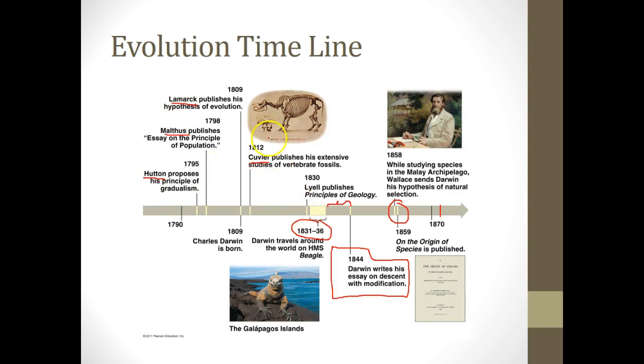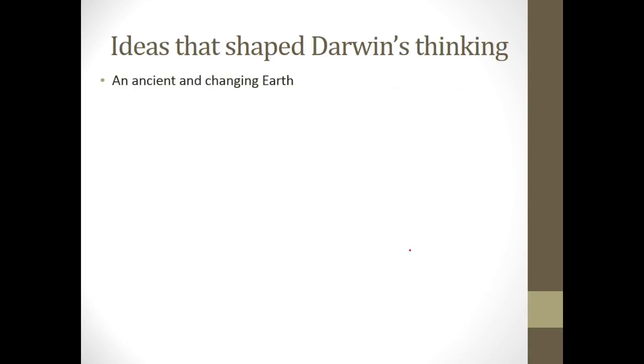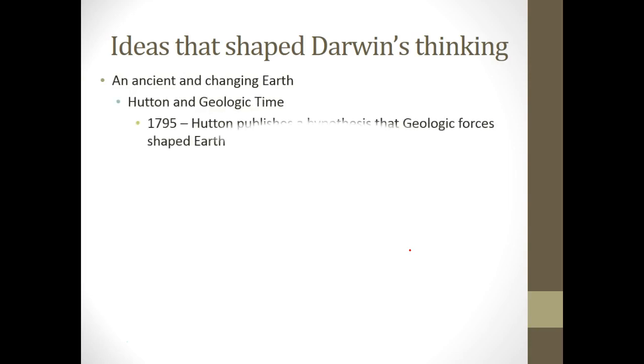And so Darwin came along, asked all these really good questions related to all the evidence that he found, and used literature proposed by Lamarck, Malthus, Hutton, and Cuvier to ultimately strengthen his views of evolution and eventually his actual theory. And it's one that is still accepted today. So let's talk a little bit about these ancient ideas, specifically starting with Hutton.